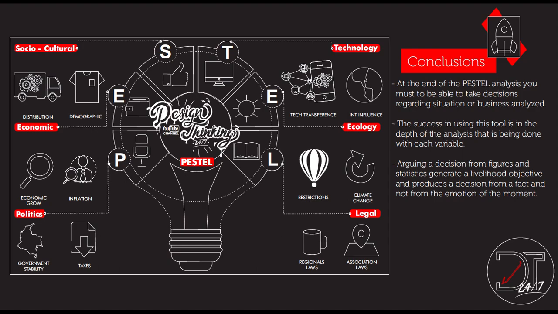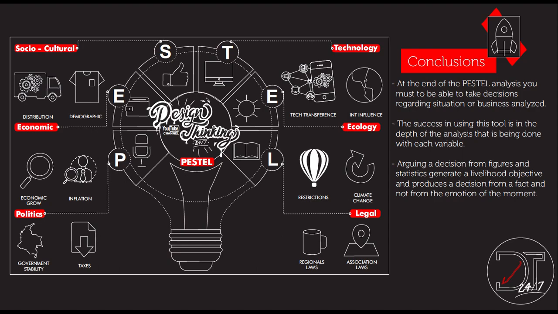As a conclusion, we can say that at the end of the PESTEL analysis, you must be able to make decisions regarding the situation of your business. It's very important because here you have two ways. The first is that you find problems and you fix them and you improve your business. But also, you could realize that the situation you have here is very, very dangerous. So you need to rethink what to do with your development.